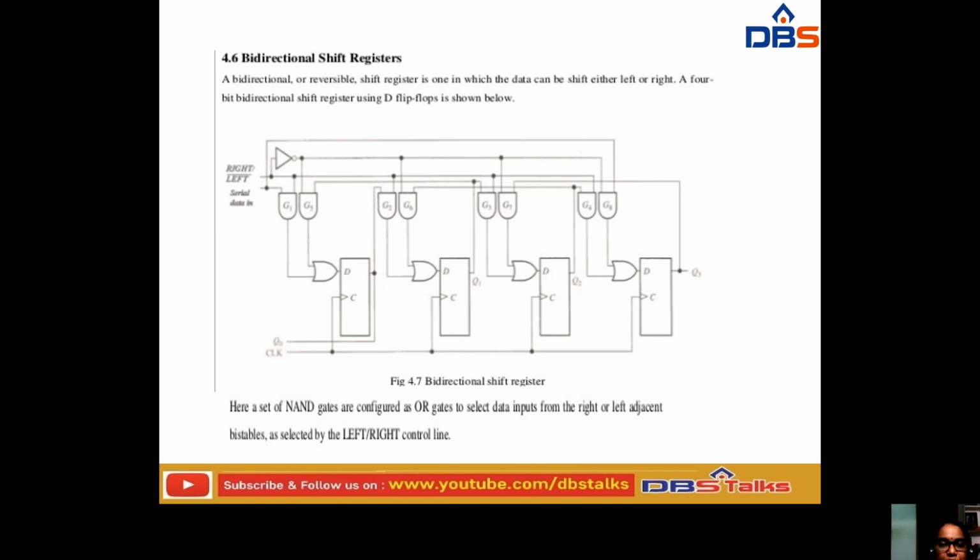That is from right to left. So this input is taken from right to left, and it is selected by the left or right control line. If you have observed this, here we are having a set of NAND gates, and those are configured as OR gates to select from the data inputs.